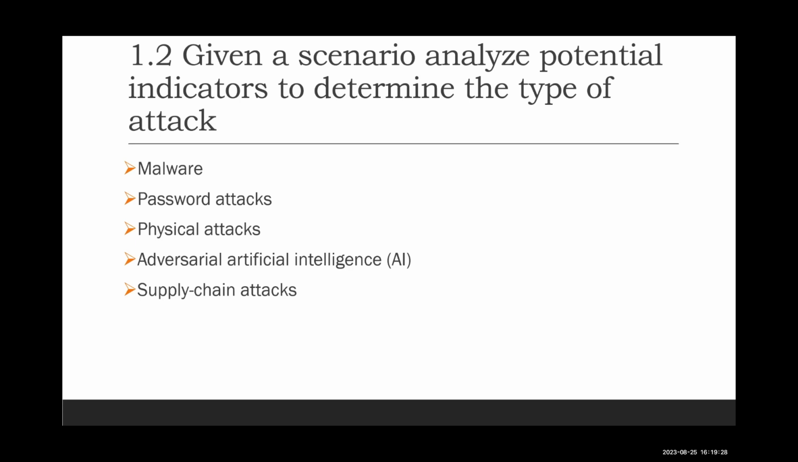So next attack is supply chain attacks. Supply chain attacks are going to refer to the use of vulnerabilities in the supply chain of a product or service to gain unauthorized access to a system. This can include installing malware on hardware before it gets shipped or compromising software updates.